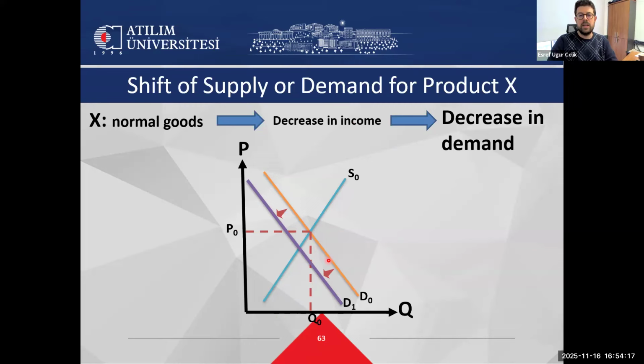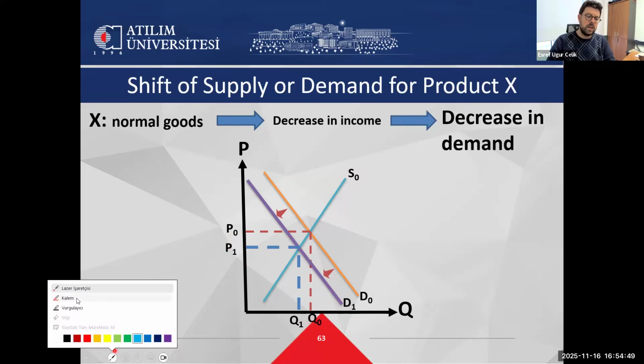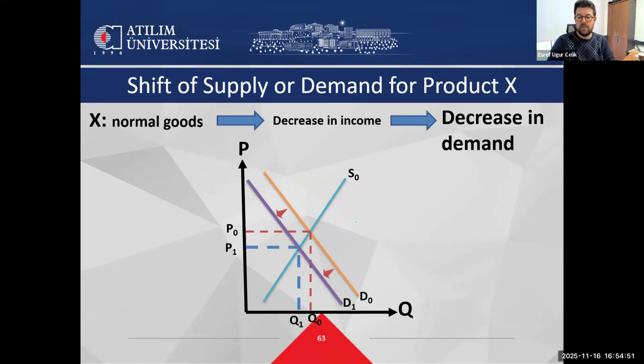For that shifting, we get the new equilibrium or new intersection point. The first one is D0, S0. This time, there is no change in the S0 supply curve, but there is a change in the demand curve, D1. So we are able to find the intersection point of S0 and D1. So price becomes less, quantity becomes less.